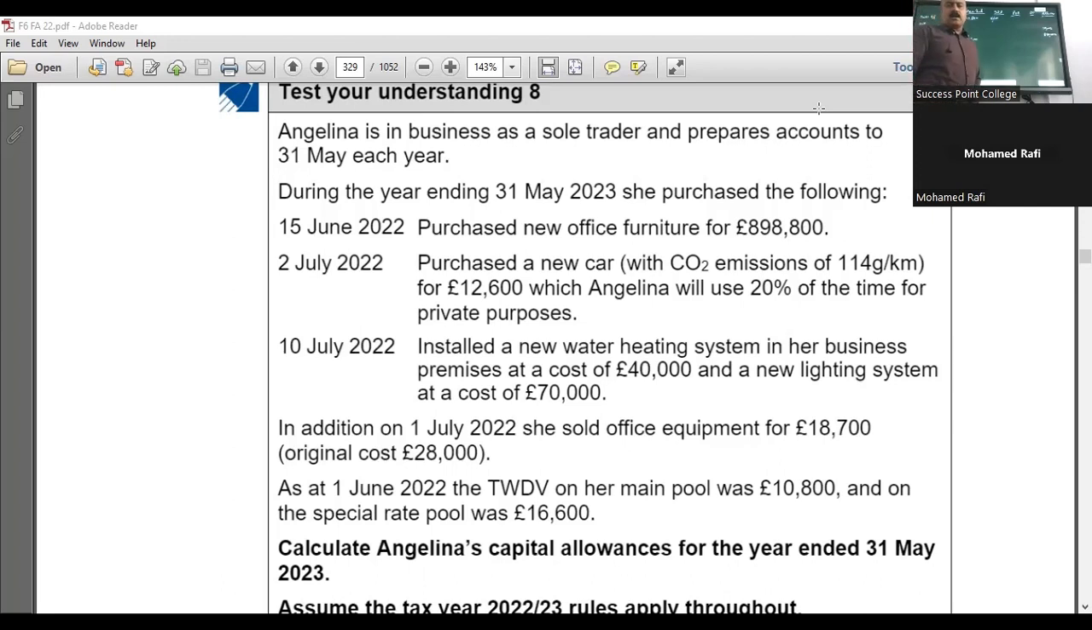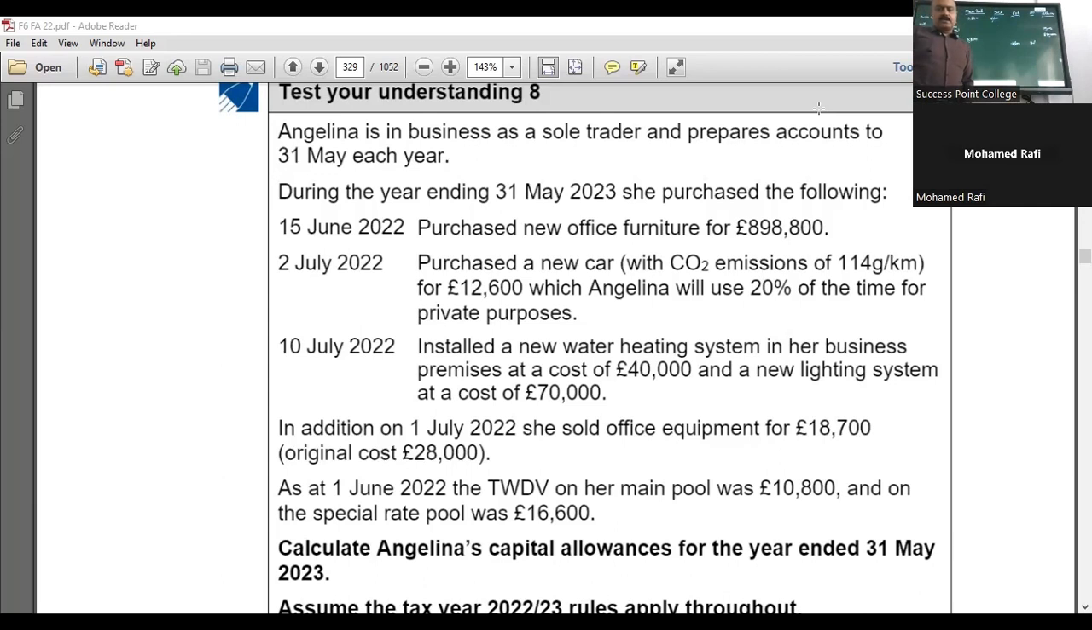Next, we have purchased a car with CO2 emission 114. It means it belongs to normally special rate pools, but as it has a private use, so we will write its separate column private use 12,600. So that is new car with private use. So we will add that 12,600 into its own dedicated column. And its 20% is private, so it means business usage is 80%. Okay.